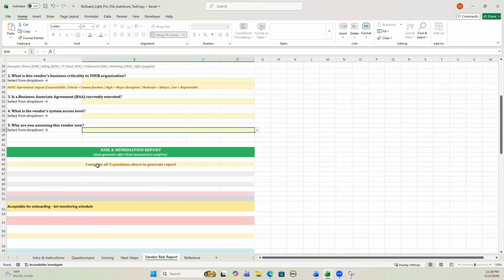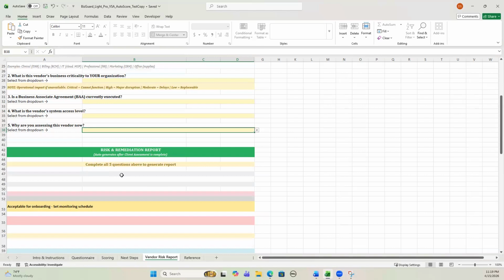The next grade, E, would suggest to replace at renewal. Replaceable vendor, replace at the next contract renewal. And then the last grade, F, is out of scope, minimal risk, no sensitive data, and no system access.